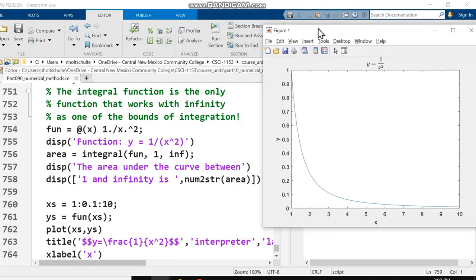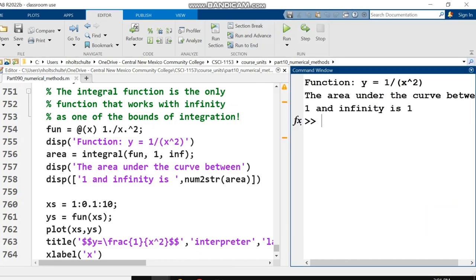In order to do this, I have to set up whatever expression I'm trying to graph, the curve that I'm trying to find the area under. I set it up as an anonymous function, not as a symbolic. That's what you're seeing on line 754. And then I use the integral function applied on my anonymous function over my bounds of integration. So you see fun is the name of my function, comma 1, comma infinity. MATLAB has a representation of infinity in it, and it's just INF.